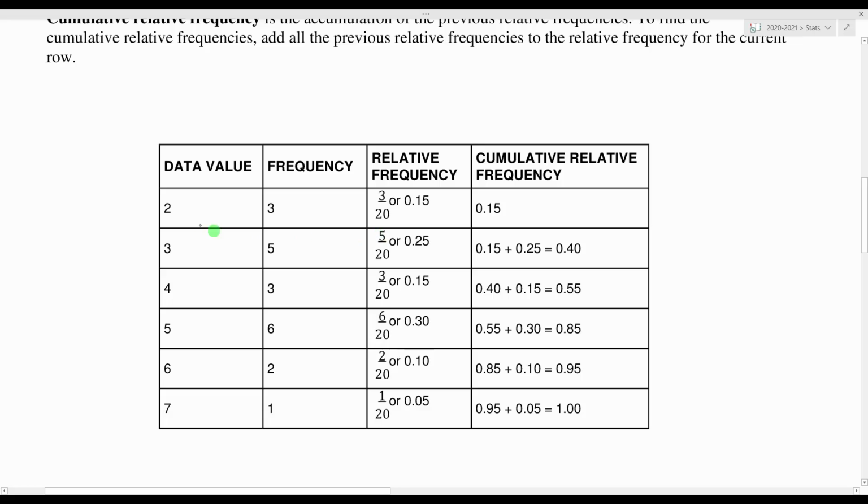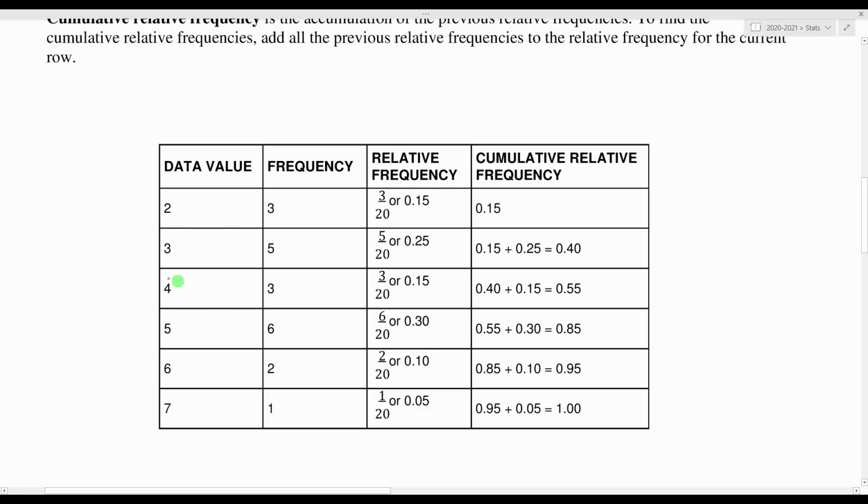Then we would repeat that for the data value 3. We would go through our data and ask, how many times does 3 appear? It appears 5 times, so that's the frequency. That would be 5 out of 20, so that's 25% of our data. And cumulative up to this point, that would be 40% of our data, because we would take the 15% from before and add the 25% to it. So we would say 40% of our data is 3 or less.